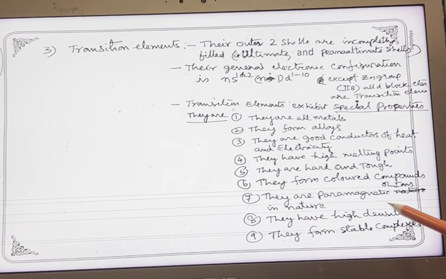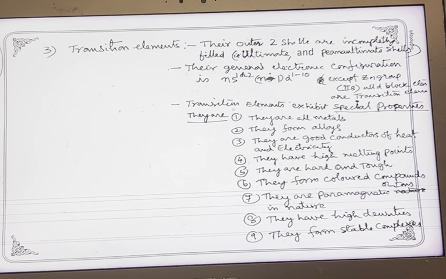They are paramagnetic in nature because of the presence of unpaired electrons. If any material has unpaired electrons, it is paramagnetic. It is attracted by an external magnet. Such nature is called paramagnetic. If a material is repelled by the external magnet, that is called diamagnetic. All these have unpaired electrons, so they are attracted by the external magnet and are paramagnetic in nature.